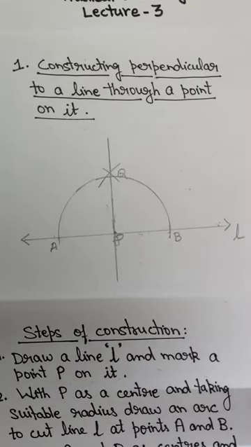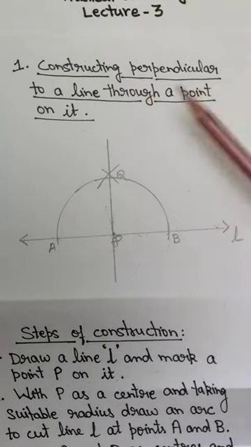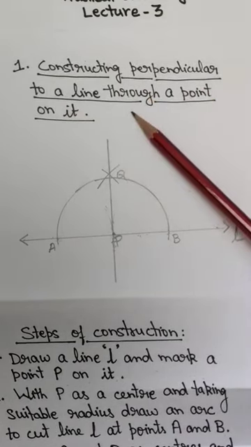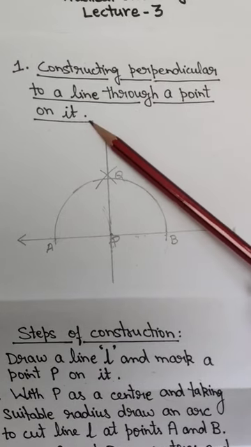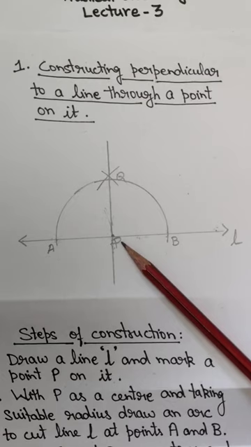In lecture 2, we have done how to construct a perpendicular to a line through a point on it. Means when a point is given on the line, how do we draw a perpendicular?